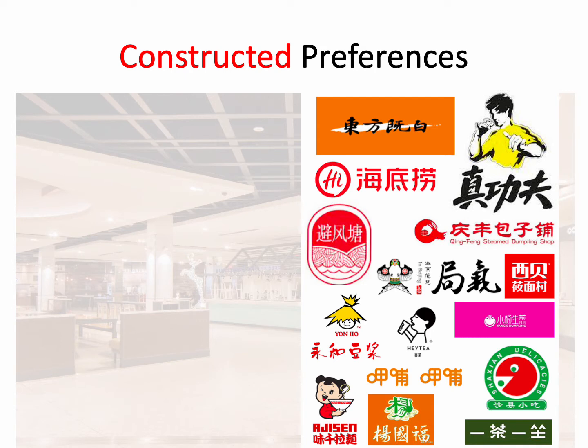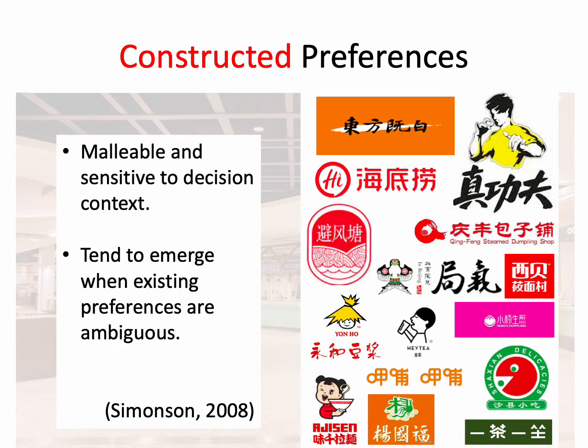In contrast, when you encounter options that you have never explored before, you are unlikely to have enduring preferences for restaurants, and thus you may gravitate toward constructing your preferences by comparing the restaurants to some reference point. The constructed preferences are malleable to decision contexts and tend to emerge when existing preferences are ambiguous. Given its nature of context dependency, constructed preferences are believed to play an essential role in the emergence of context effects.